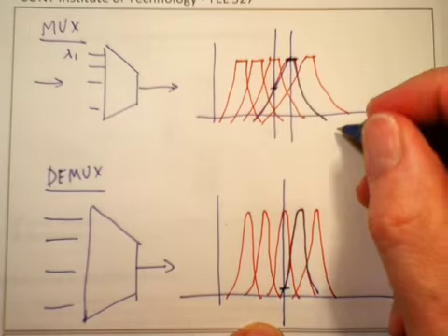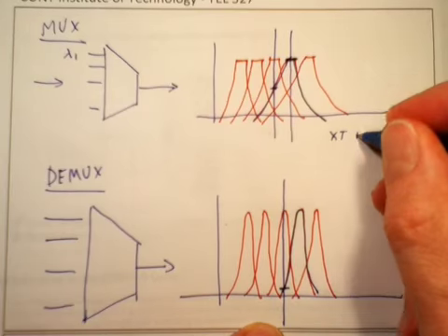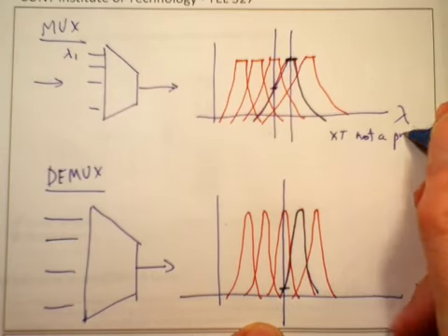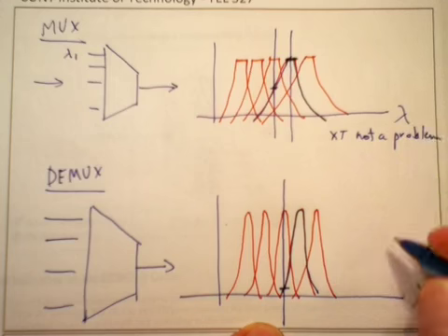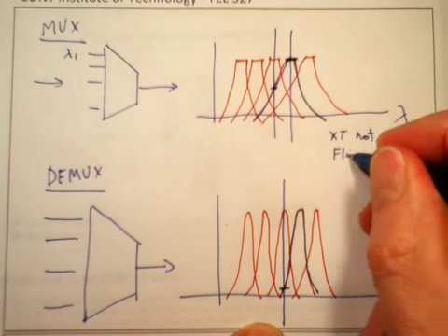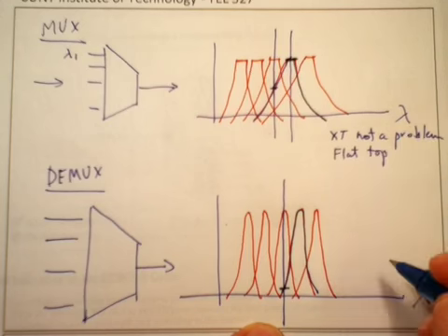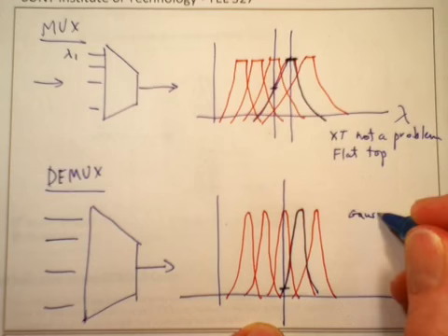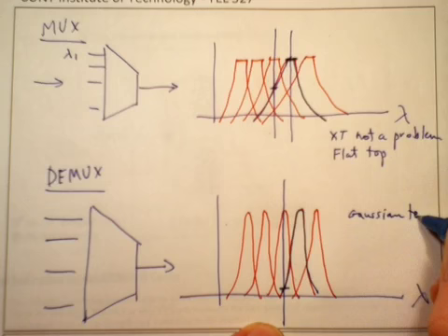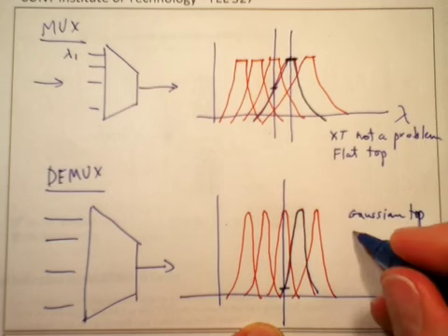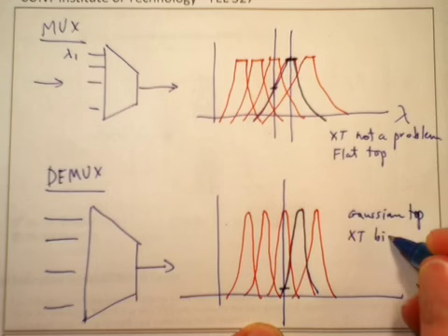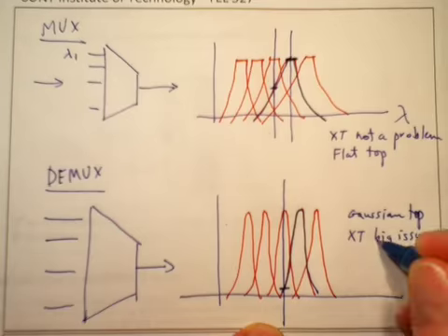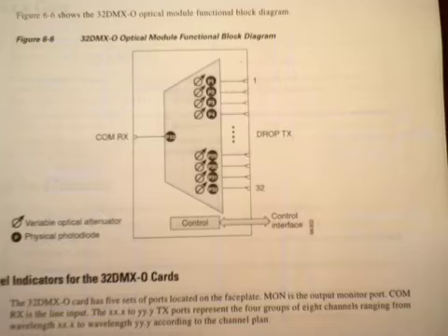So crosstalk is not a problem, and we want a flat top. Here we don't care about a flat top. We can use a Gaussian, and crosstalk is a big issue. Okay, so that's the difference between the MUX and the DMUX.